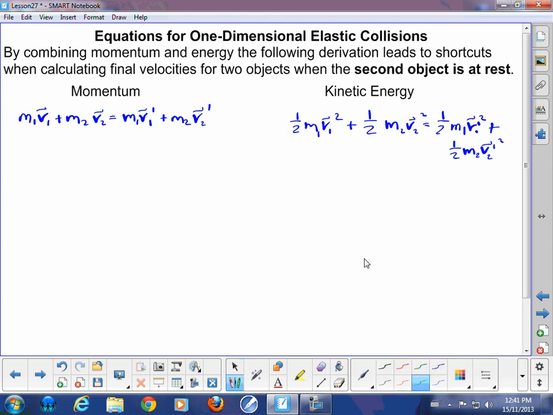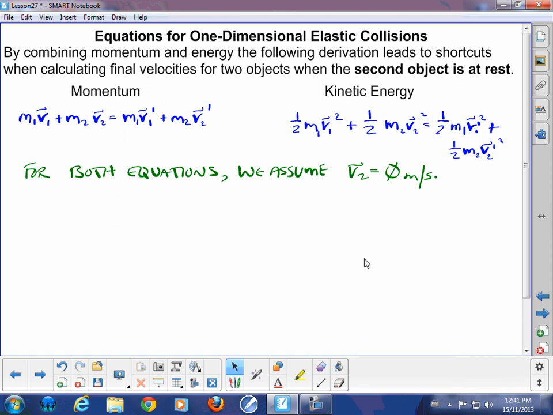So for both equations, what we're going to do is assume the initial velocity of the second object is 0. So we assume V2 equals 0 meters per second. What we're really doing is a change in frame of reference, and we'll talk about that and how that works in some of the examples later on.